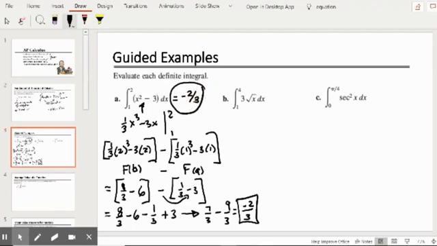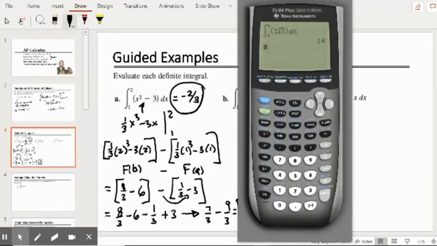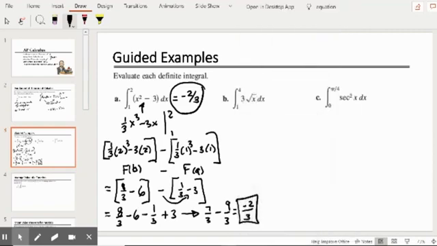If we want, we can test this out in our calculator. So we hit math, 9. The bottom bound is 1. The top bound is 2. Our function is x squared minus 3. Our variable of integration is x. Hit enter. Negative 0.6 repeated. Math frac. Negative 2/3. That matches what we got in our work. I'm just going to clear some of this out so that we have room for our next example.